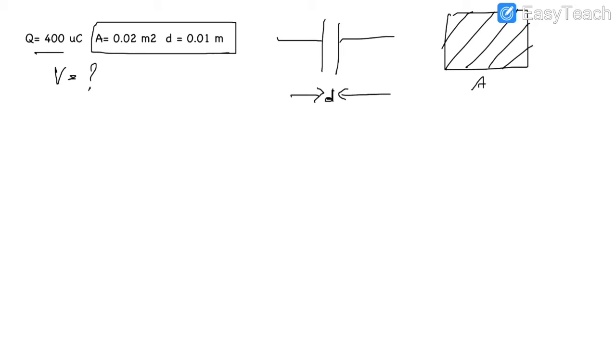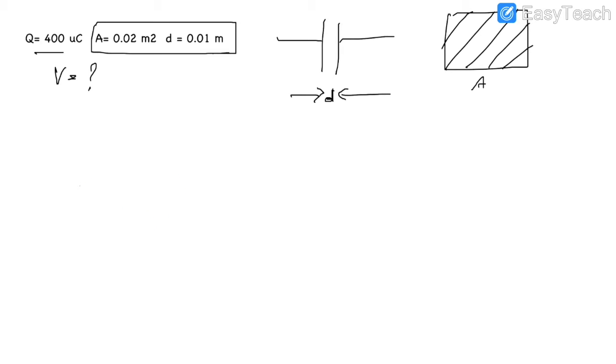So let me explain it a little better. We have our parallel plate capacitor. We have hooked it up to a voltage source and charged it up to a point where it has 400 microcoulombs of charge. Now I'm going to remove this voltage source and measure the voltage right here. So that's the question: what is this voltmeter going to read? Let's get to solving this.